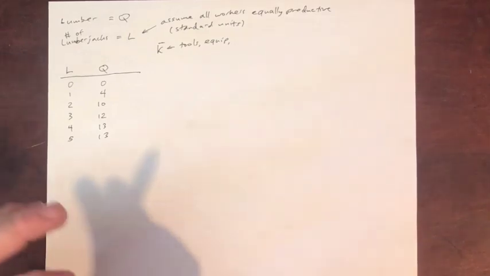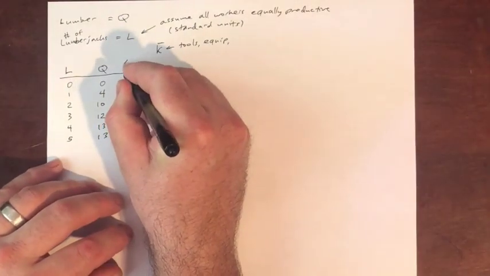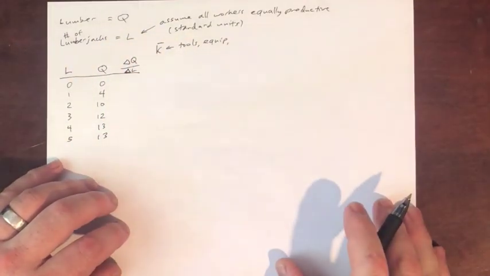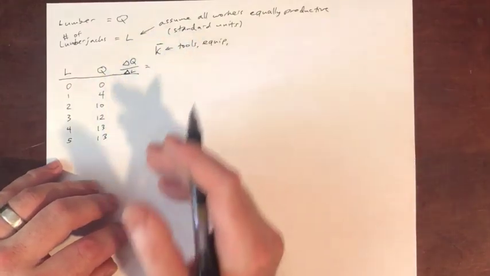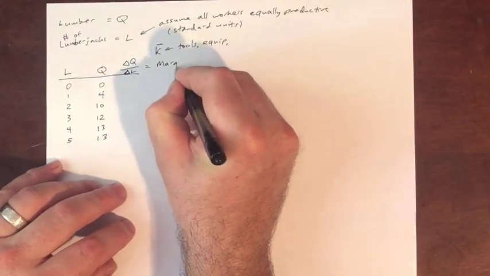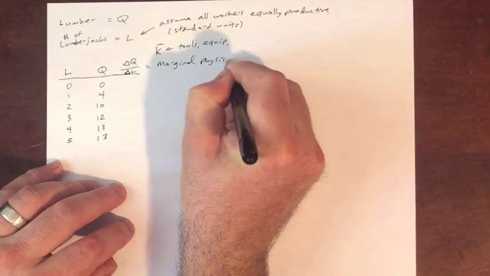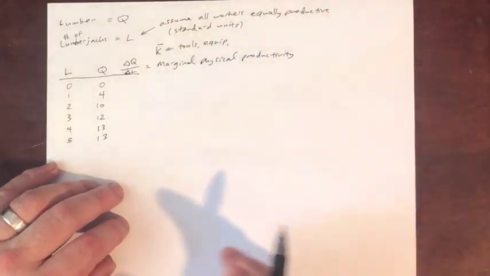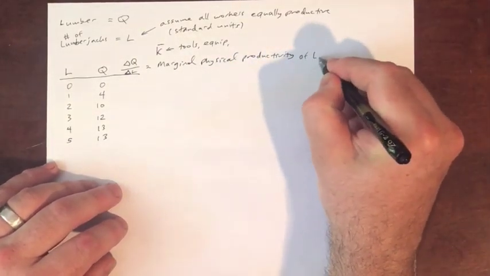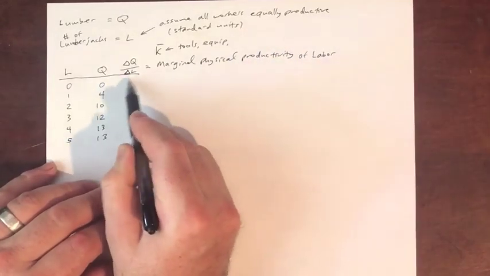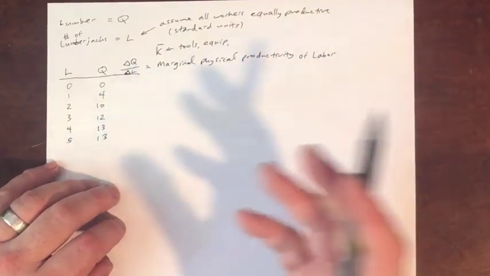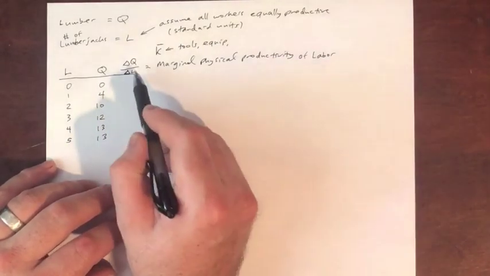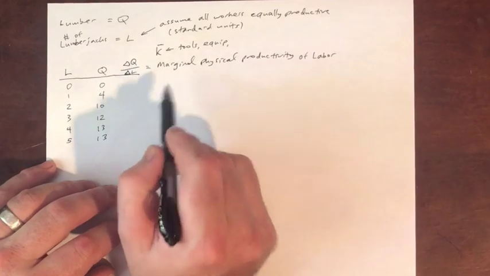So we can look at the change in output, delta Q, relative to the change in labor. This is a very important concept in microeconomics, known as the marginal physical productivity of that input, and in this case, it's of labor, because we change labor. We would also have a marginal physical product of capital if we changed capital. So what's the change in output relative to that change in labor?